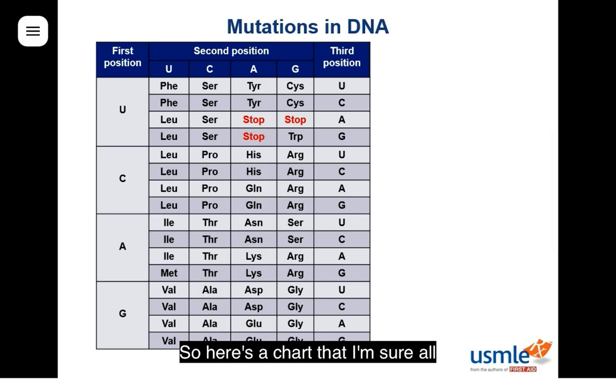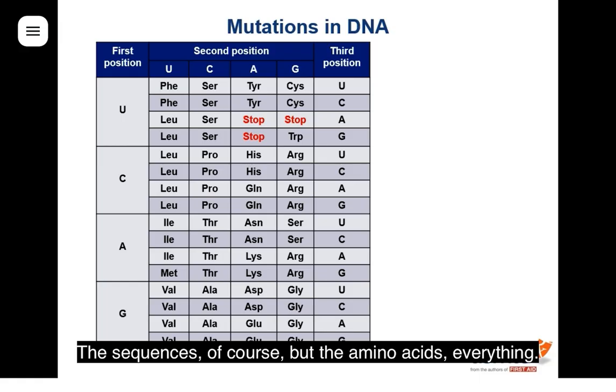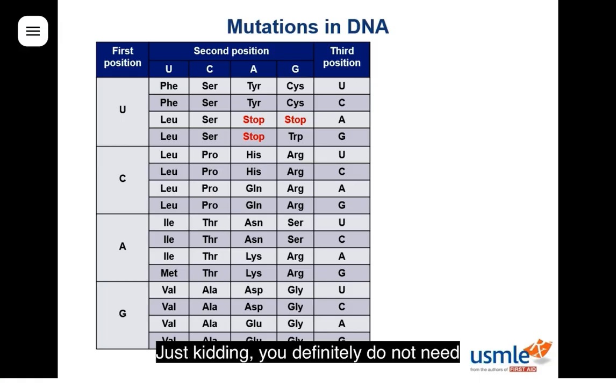So here's a chart that I'm sure all of you are familiar with. You need to memorize everything in this chart: the sequences, the corresponding amino acids, everything. Just kidding, you definitely do not need to memorize anything off this chart, and if anyone tells you otherwise, they're lying. You just have to be able to read it and decipher which amino acid a certain sequence of nucleotides corresponds to. I'll be referring back to this chart quite a bit.